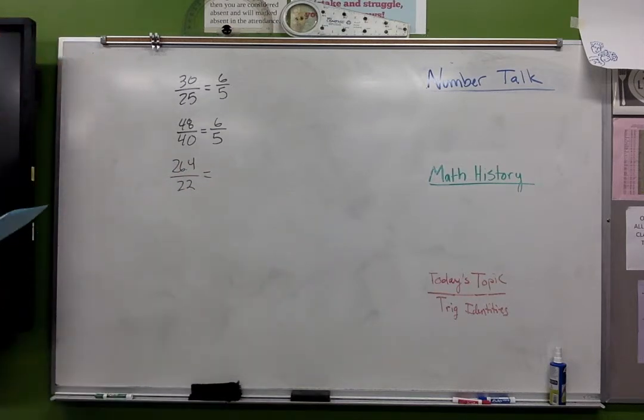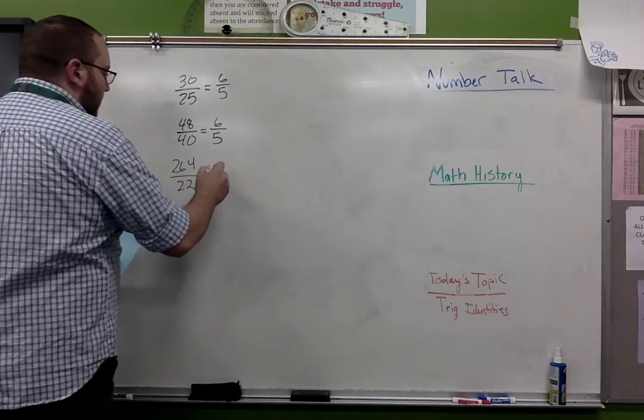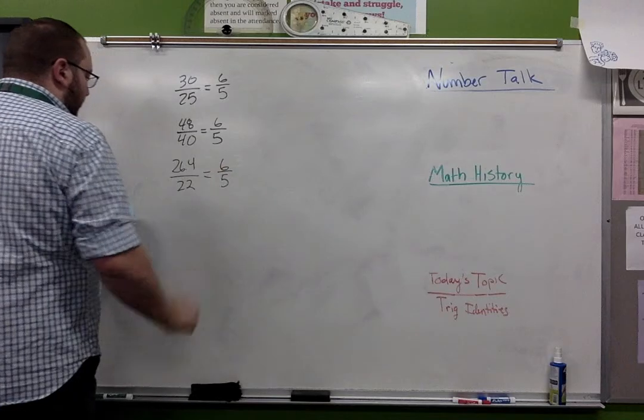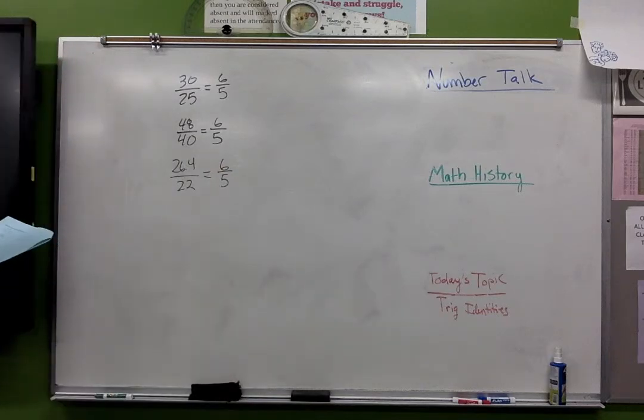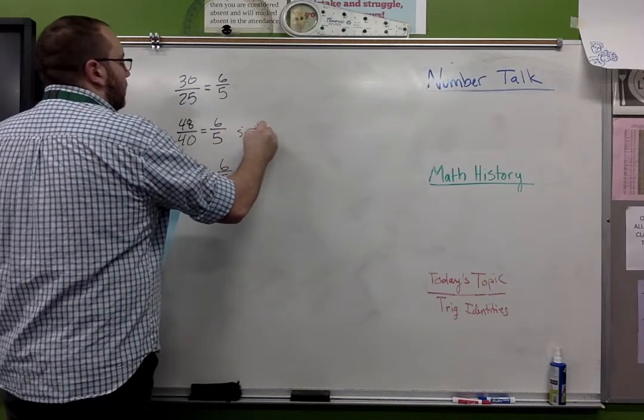Now if you do that in a calculator, we should get 6 over 5. All right, so the ratio is common. We have a common ratio, so the figures are similar.